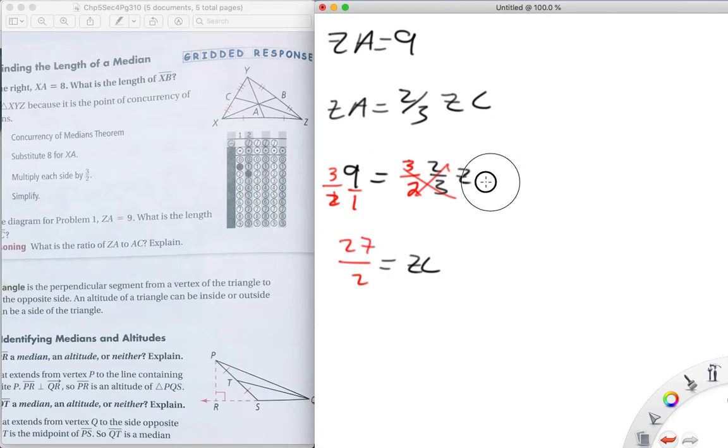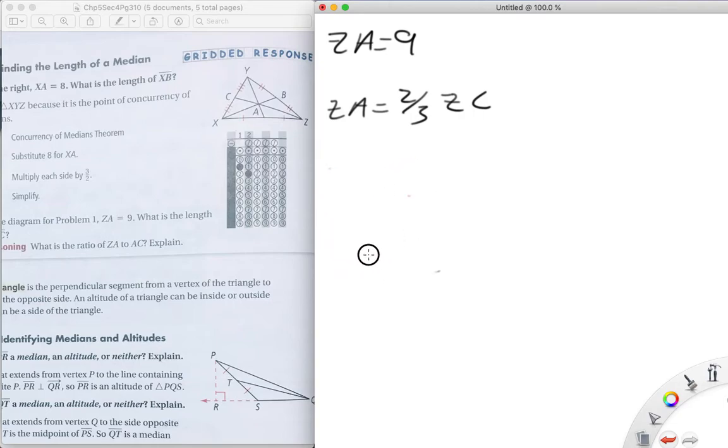If we think about ZA being 2/3 of ZC, then I have this remaining thing left here, right? CA. And I can get that by subtracting 3/3 minus 2/3, and that's actually going to give me 1/3 of ZC. Right, so CA is 1/3 of ZC, which makes sense, because 2/3 plus 1/3 of a segment gives me the whole thing.